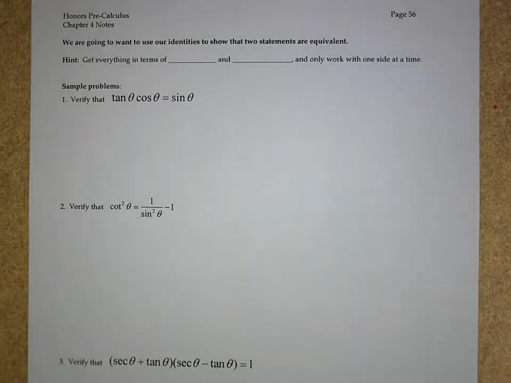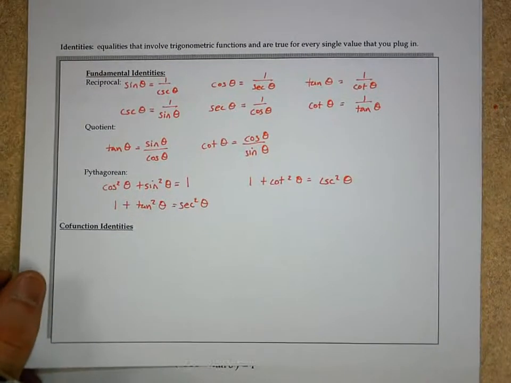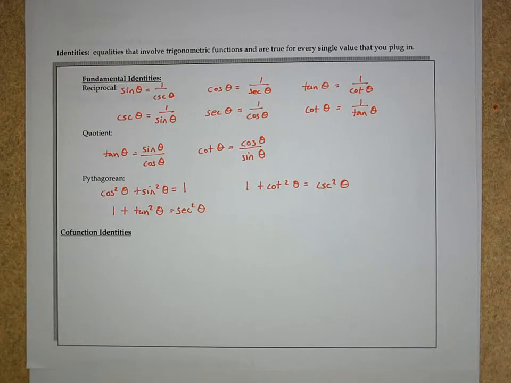As we continue along, we want to begin to simplify trig expressions and verify that two sides of an equation are equal. In order to do this, we're going to need our trig identities that we looked at a couple of sections ago. If you have your notes, they'd be at the bottom of page 53. Here was our summary of all the identities: reciprocal, quotient, and Pythagorean identities.